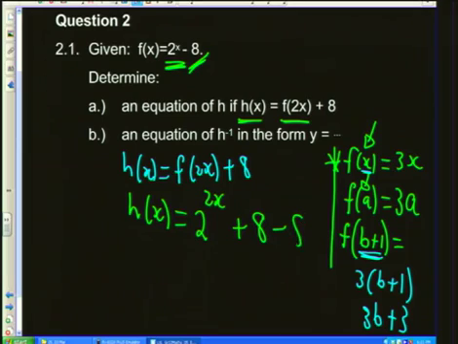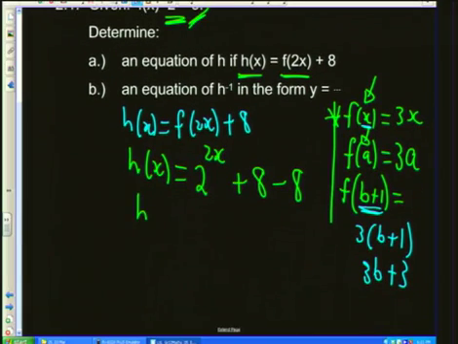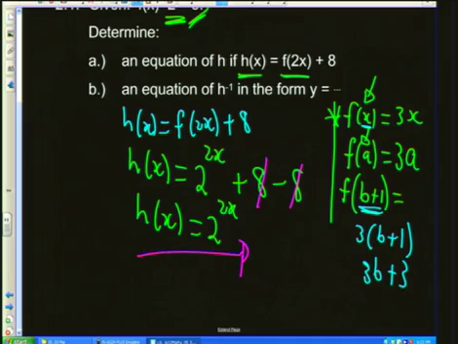minus 8. So therefore, h of x equals 2 to exponent 2x. And now those two are like terms. What is 8 minus 8? Thank you, well done. 8 minus 8 is 0. Okay? So our final answer is h of x equals 2 to exponent 2x.